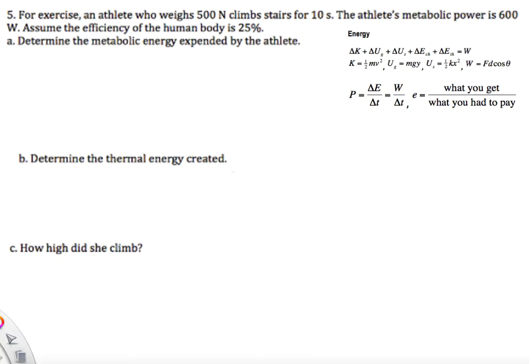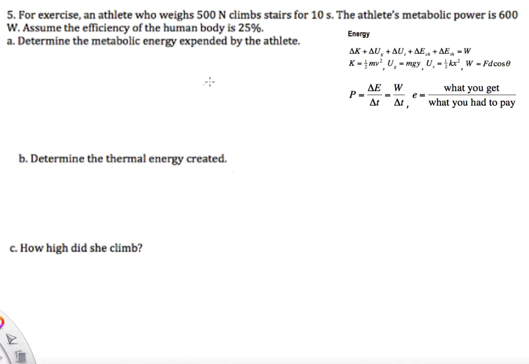For exercise, an athlete who weighs 500 newtons climbs stairs for 10 seconds. The athlete's metabolic power is 600 watts, assuming the efficiency of the human body is 25%. So first, we want to determine the metabolic energy expended by the athlete.